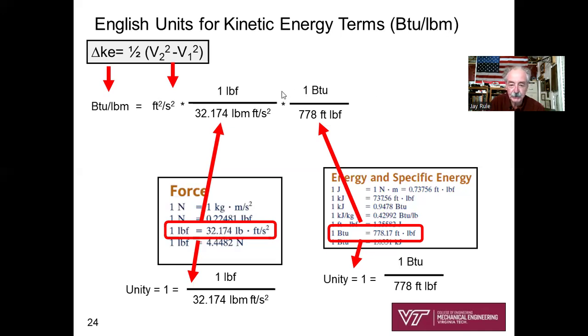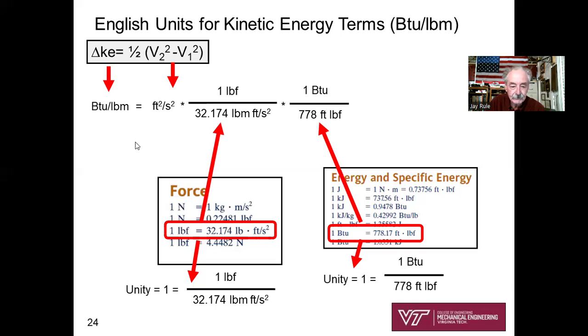So let me guide you through it. We're going to look at this expression of unity: 1 pound force divided by 32.174 pounds mass feet per second squared. I got that out of the conversion factor sheet, so I'm going to put it in there. I also need BTUs per pound, so I better find another conversion that has BTUs in it. So here it is: 1 BTU equals 778 foot-pounds force.